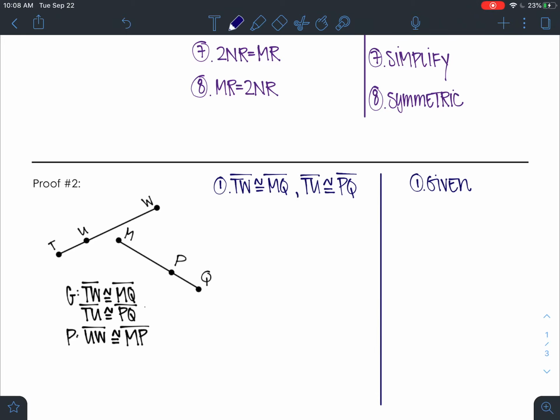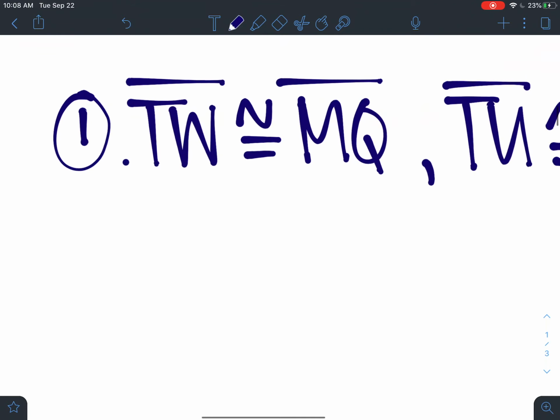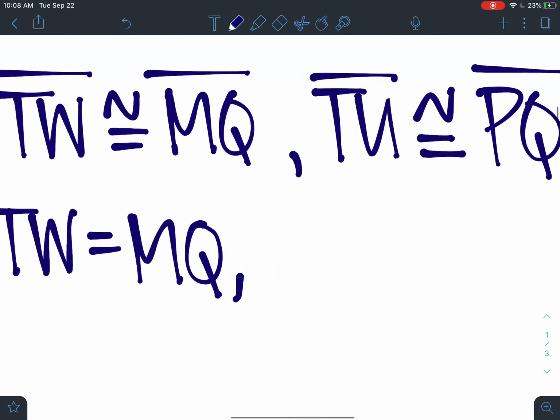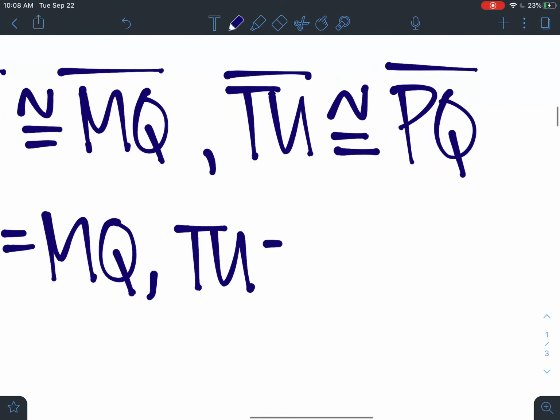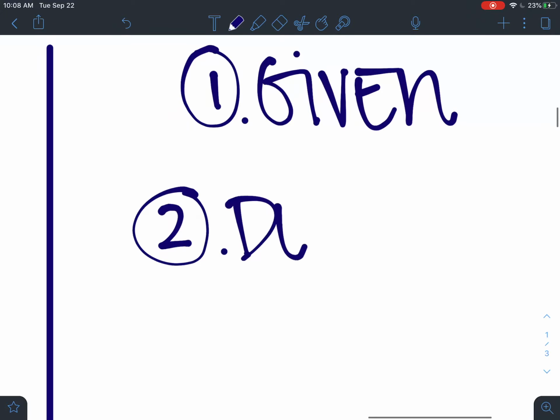Okay, so here's what I'm going to do. I'm going to build off of this real quick, and I'm going to take all those congruencies and change them into equals. So I'm going to write the length of TW is equal to the length of MQ, and then the length of TU is equal to the length of PQ, and that's just by definition of congruence.